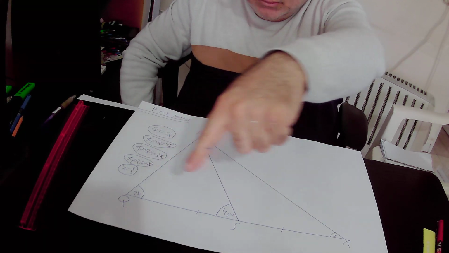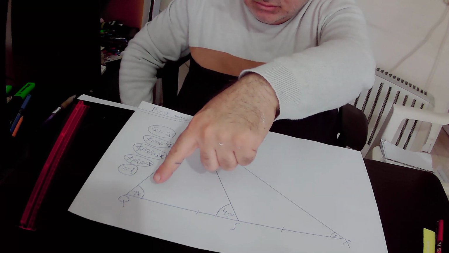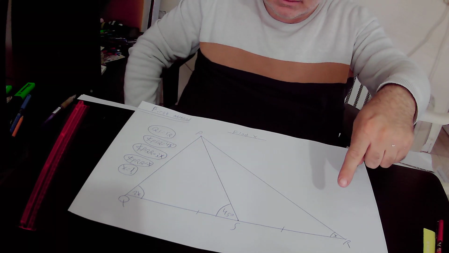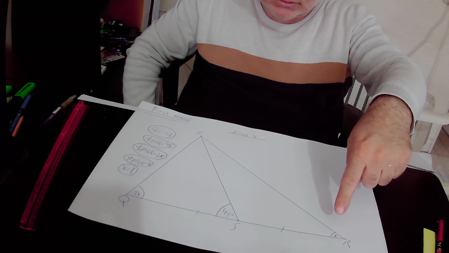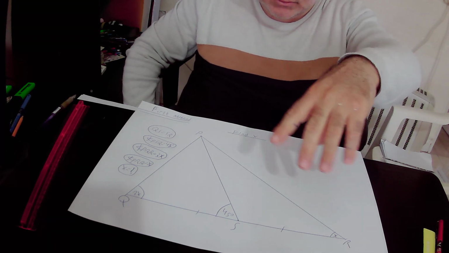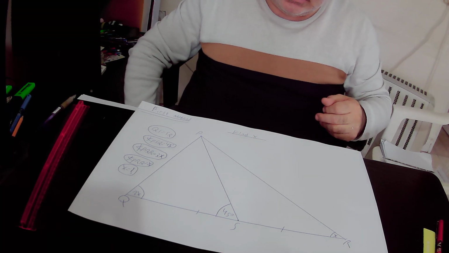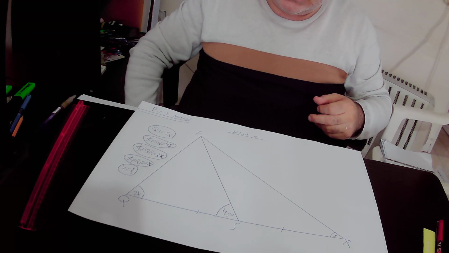Angle PQS equals 3x and angle PRS equals x, and we want to find out the value of angle x. So we will start with the first method.